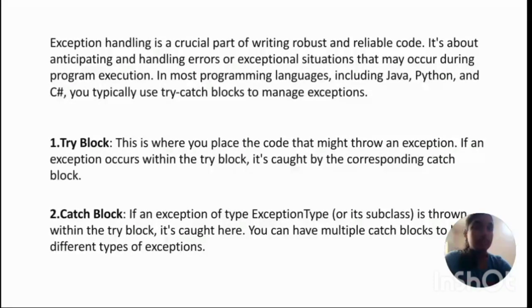Try block. This is where you place the code that might throw an exception. If an exception occurs within the try block, it's caught by the corresponding catch block. Catch: if an exception type or subclass is thrown within the try block, it's caught here. You can have multiple catch blocks to handle different types of exceptions.